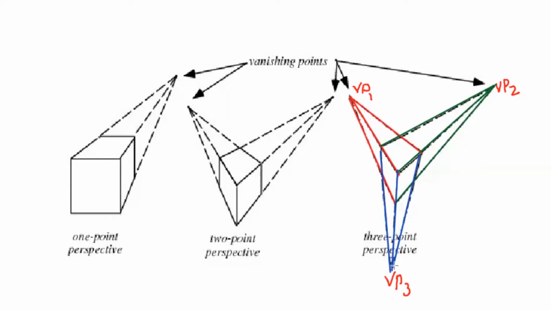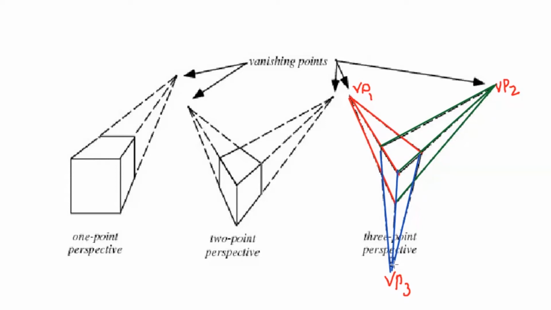And this is what allows us to create a 3-point perspective. So there are two vanishing points on the horizontal plane, and then the third vanishing point takes care of the vertical plane. That's how vanishing points work.